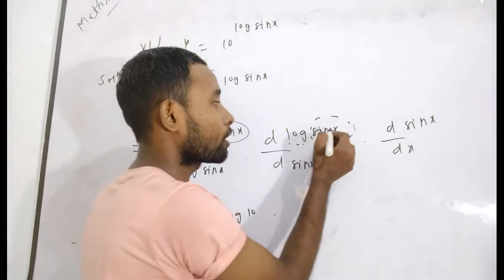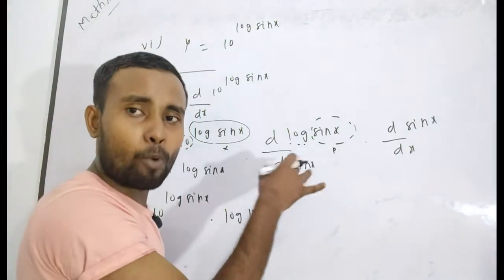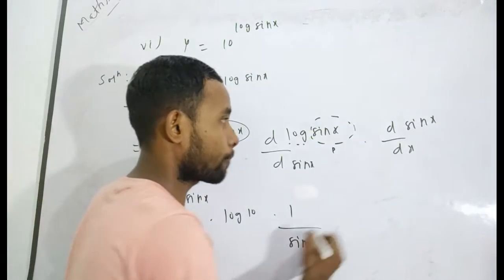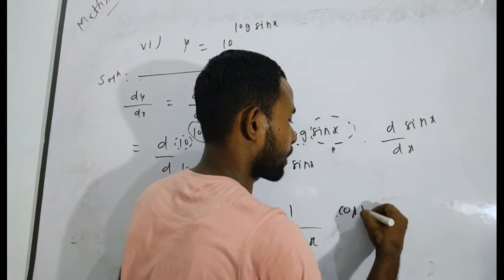As you know, suppose that this is p, it becomes log p. The derivative of log p with respect to p will be 1 upon p. That means 1 upon sin x. The derivative of sin x with respect to x will be cos x.